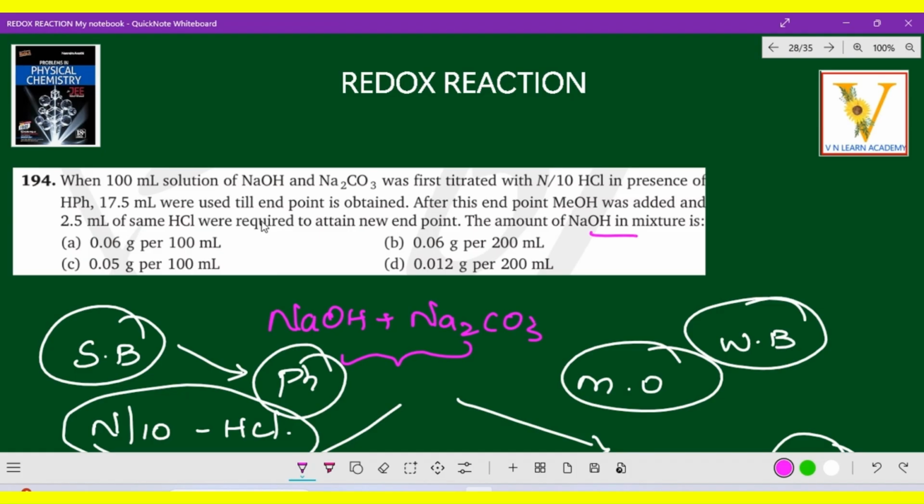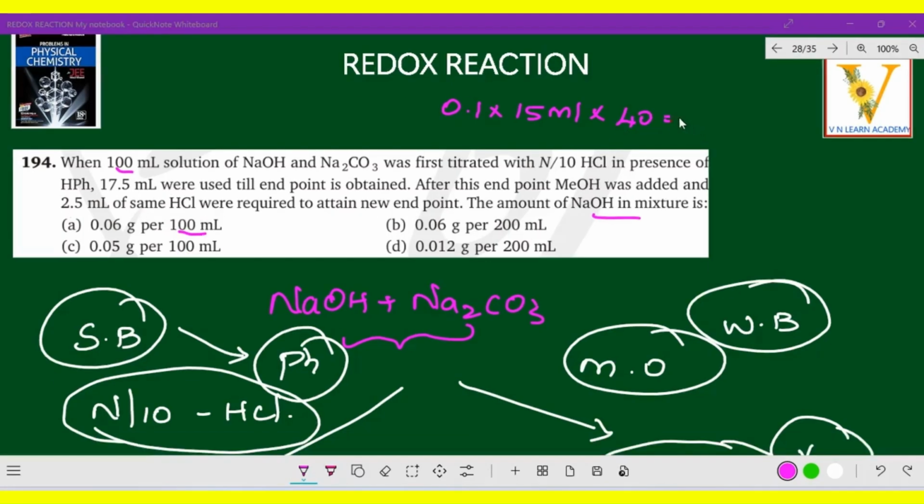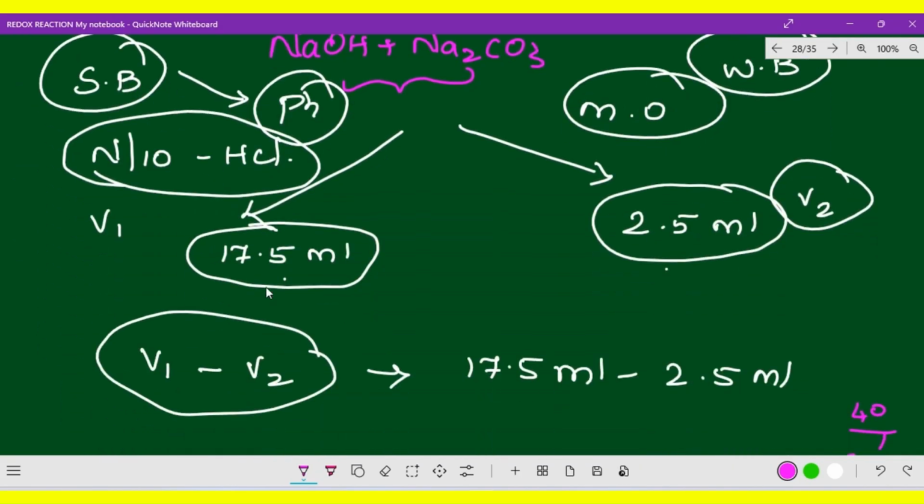Okay, now come on. As we observe in this option, we have calculated for liters only, but they have given for 100 ml. Suppose the question goes that way, here according to that formula, normality into volume of the solution into equivalent mass, 0.1 into 15 ml into 40. If we go in that way, here you will get 60 gram. So when you calculate this, you will get 60. So here in the option, they are asking per ml. So per 100 ml, 0.06 gram. Here we got that answer, 0.06, right?